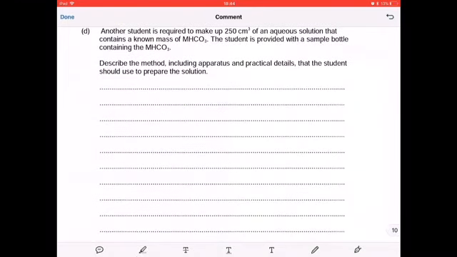Last one is exactly what we've experienced over the last few lessons, being able to write a 6 marker based around producing a volumetric solution of 250 centimeters cubed containing MHCO3. A lot of people, where they made the mistakes was to do with making reference to the different equipment that they were using, often referring to conical flasks rather than volumetric flasks, etc. So we'll just talk through it, make sure you've got the points.